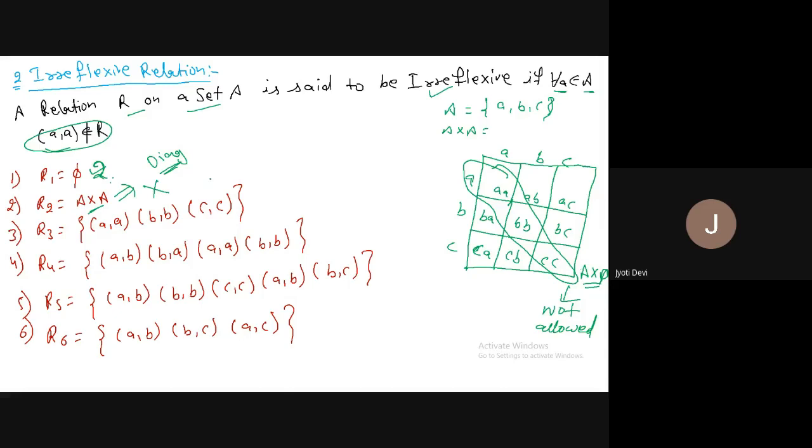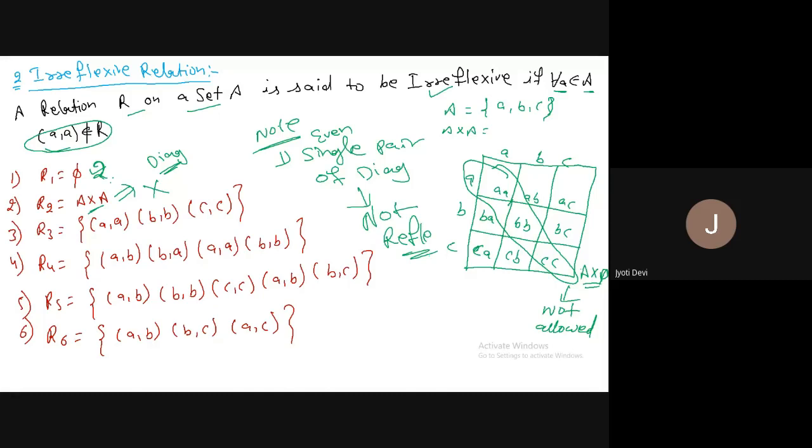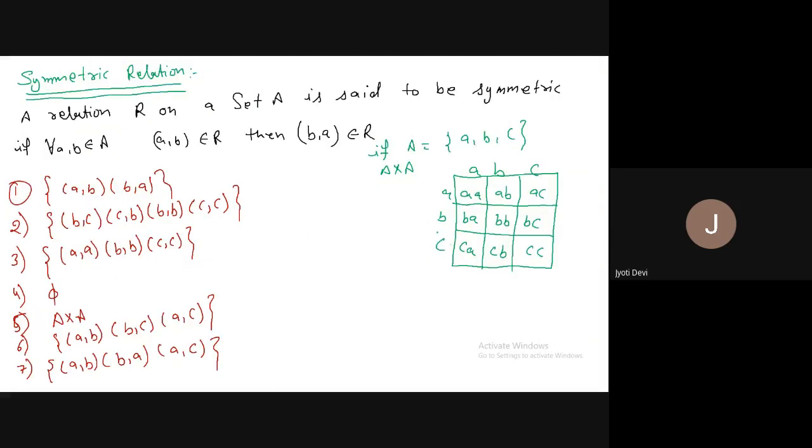Okay. One more thing, please keep in mind: even a single pair of diagonal in the relation means that relation is not irreflexive. Please keep in mind. Okay. Should I move to the next slide? Okay. Symmetric relation.